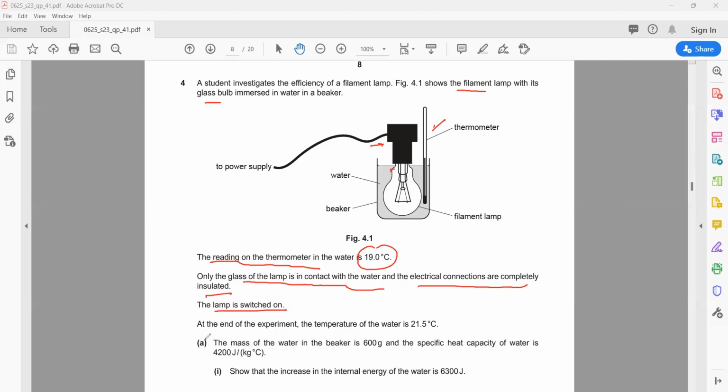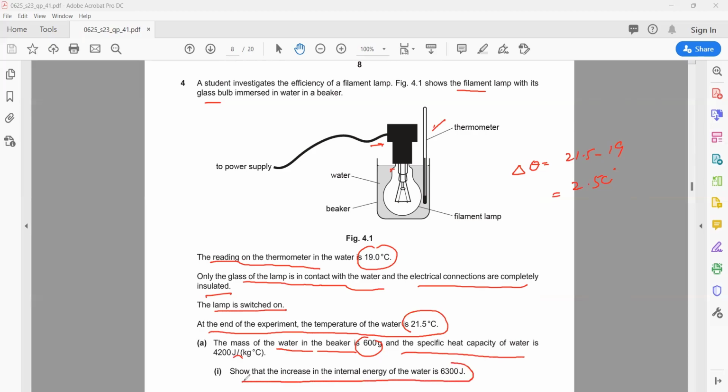The lamp is switched on. At the end of the experiment, the temperature of the water becomes 21.5. So how much did the temperature change? It will be 21.5 minus 19, so it will be 2.5. Got it? The mass of the water in the beaker is 600 grams and the specific heat capacity of the water is given. Show that the increase of the internal energy is 6,300 joules.